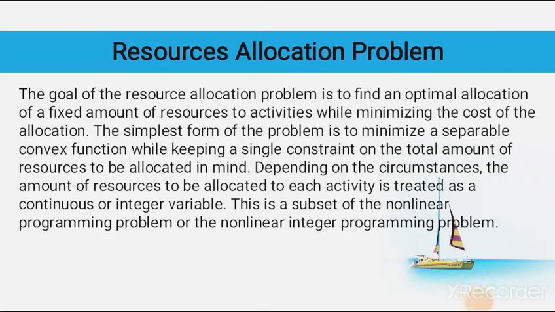Resource allocation problem. The goal of the resource allocation problem is to find an optimal allocation of a fixed amount of resources to activities while minimizing the cost of the allocation. The simplest form of the problem is to minimize a separable convex function while keeping a single constraint on the total amount of resources to be allocated in mind.